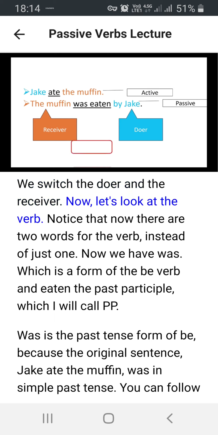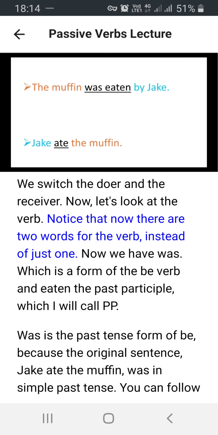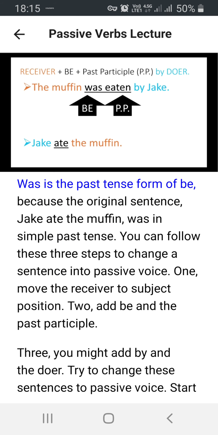Now, let's look at the verb. Notice that now there are two words for the verb instead of just one. Now we have was, which is a form of the be verb, and eaten, the past participle, which I will call PP. Was is the past tense form of be because the original sentence, Jake ate the muffin, was in simple past tense.